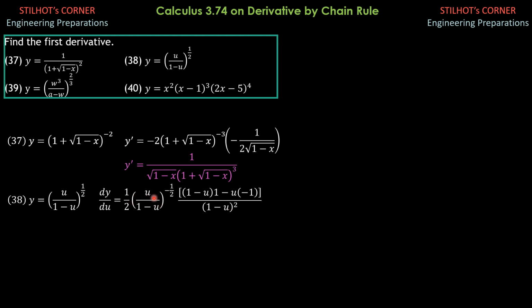so take note that this is u to the negative 1 half. To make the exponent positive, I transfer this, put this into the denominator. So this becomes 1 over square root of u. And the denominator 1 minus u raised to negative 1 half, because it is in the denominator, if I put it in the numerator, then it becomes 1 minus u to the positive 1 half, or it becomes square root of 1 minus u. Then this one, when simplified, is 1 minus u plus u, so it is just 1. Then all over 1 minus u quantity square.